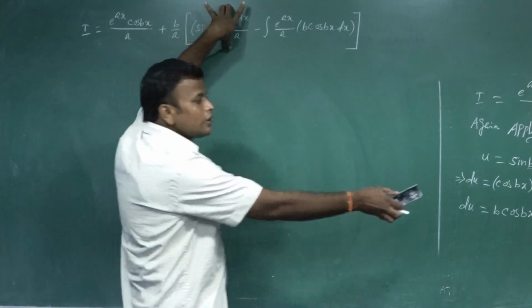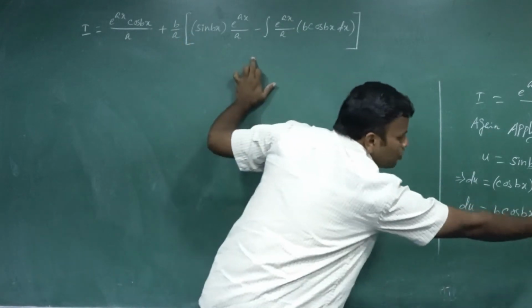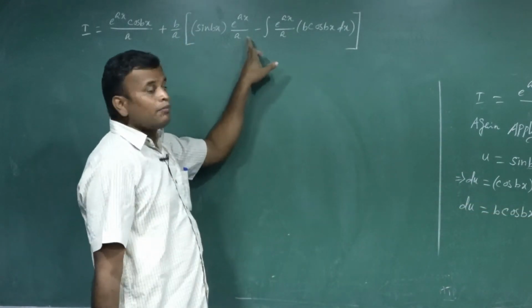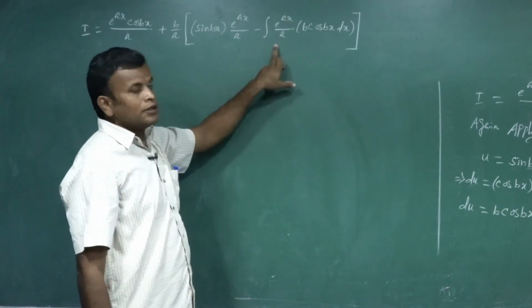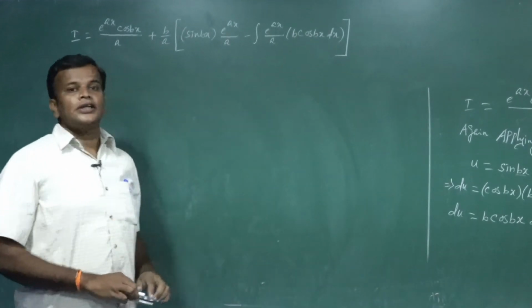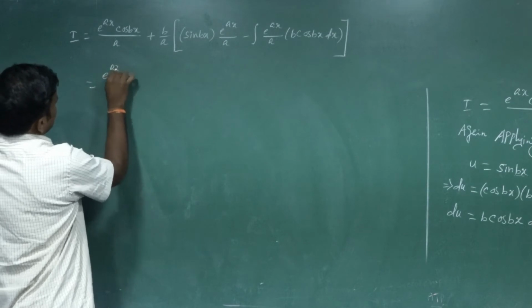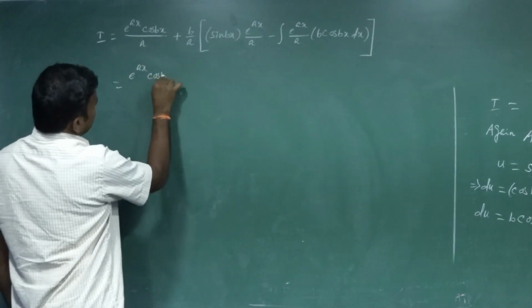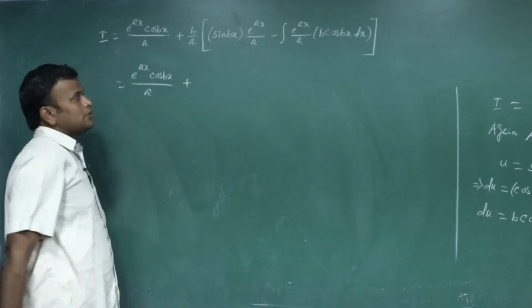You see the board, the value of u is sin bx, I write sin bx, and v is e power ax by a, minus integrating again v, e power ax by a, into du. The value of du is b cos bx into dx. So the first term is no change: e power ax cos bx whole divided by a, plus.